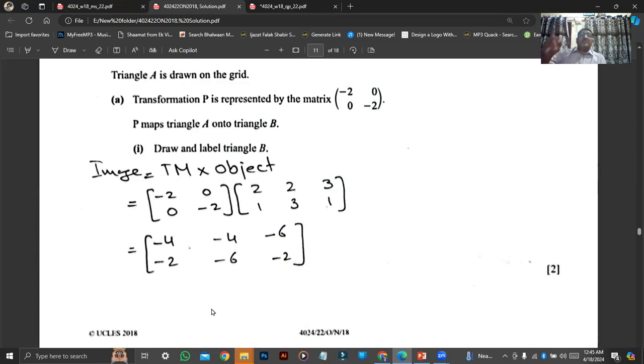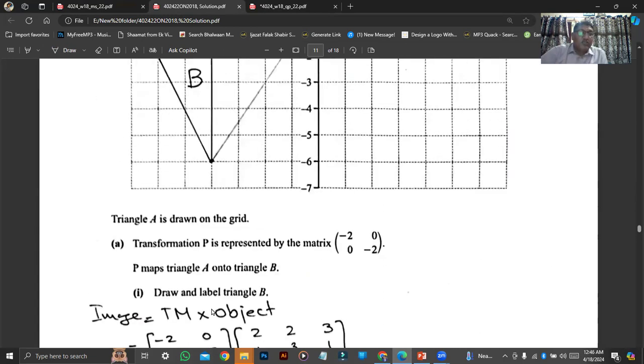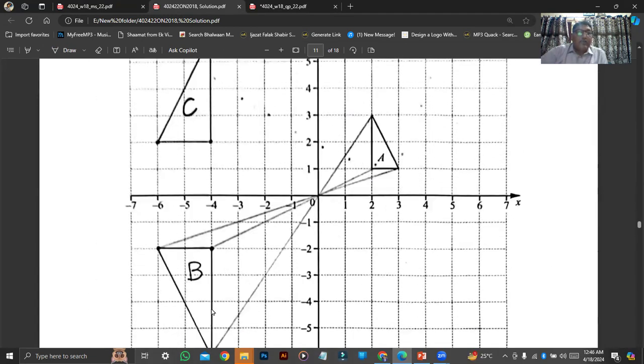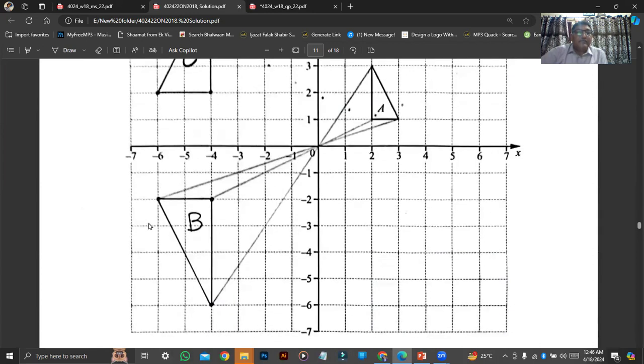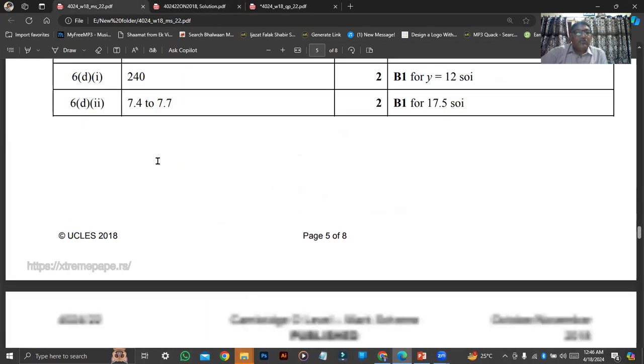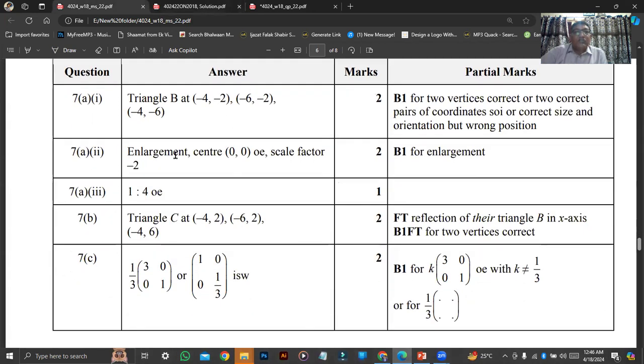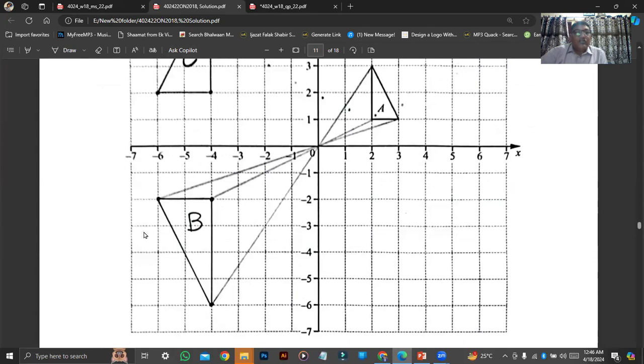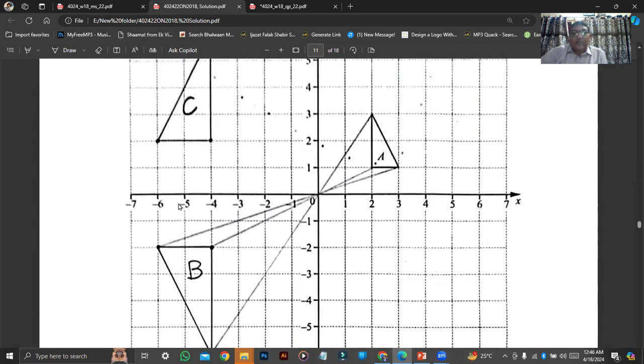So I will plot these points on that grid, and you can see here, I plotted these points. So this is the triangle B. This is how you will find this. Let me show you the answers. So -4, -2, -6, -2, -4, -6. So our answers are right.